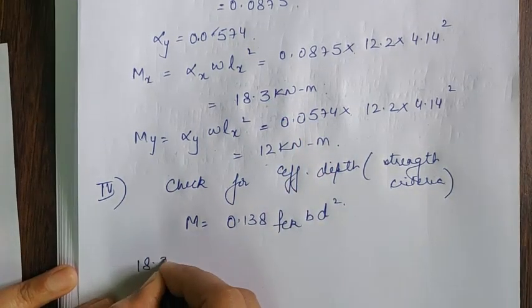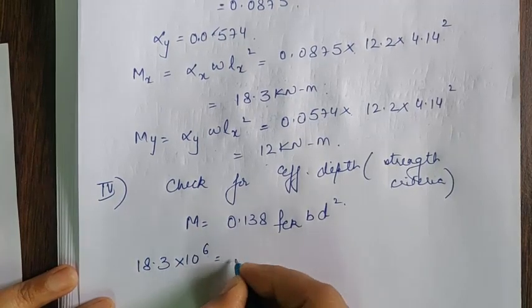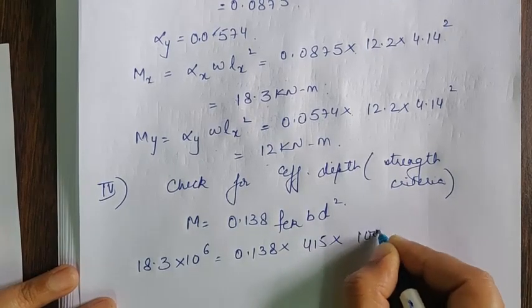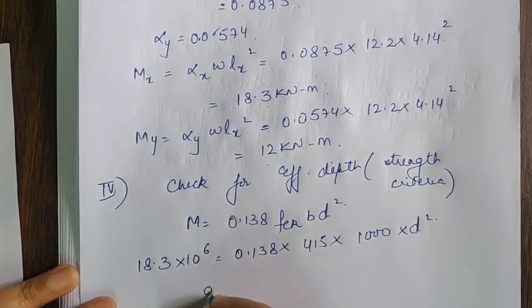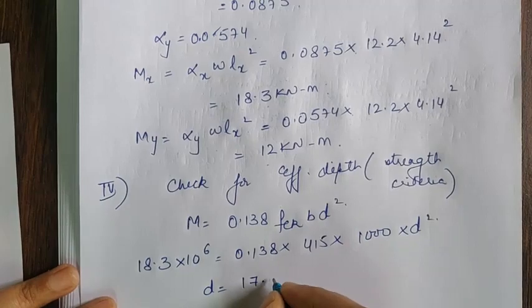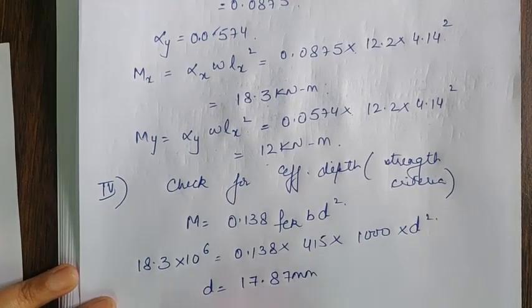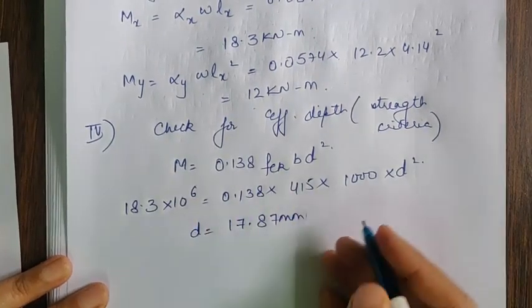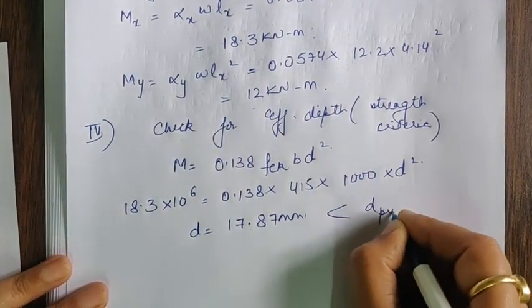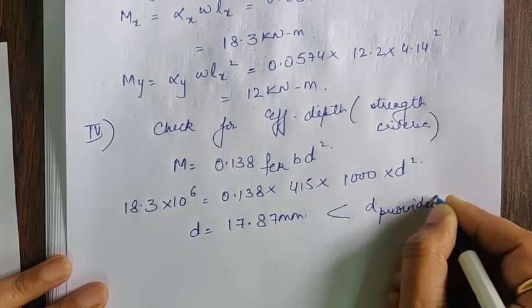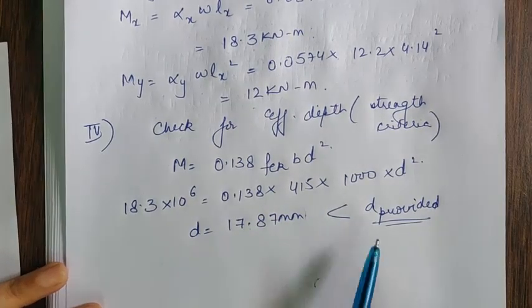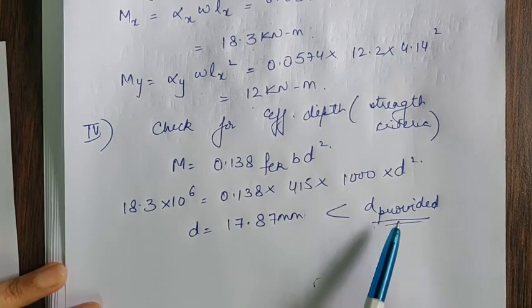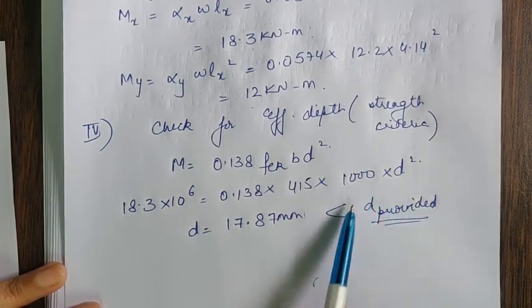So I will be taking 18.3 into 10 raised to power 6 equals 0.138 into 415 into 1000 into d square. d is coming out to be 17.87 millimeters. You can see from the strength criteria the value of depth is very low, so it is obviously less than d provided. That's why we say that always the depth is found out by using the stiffness criteria, the deflection criteria, because that is more critical in the case of depth.